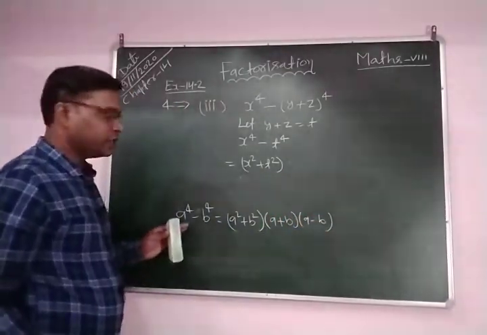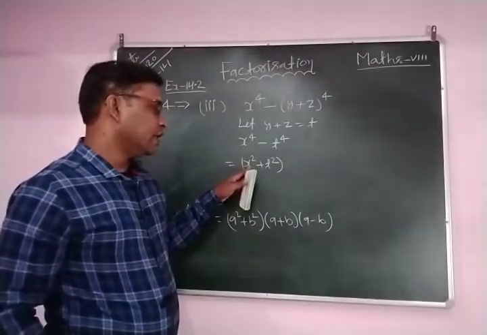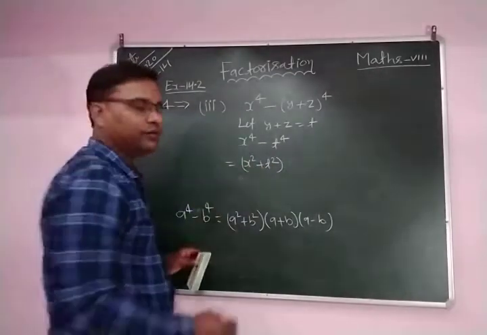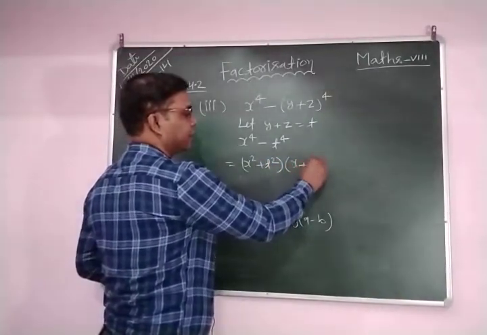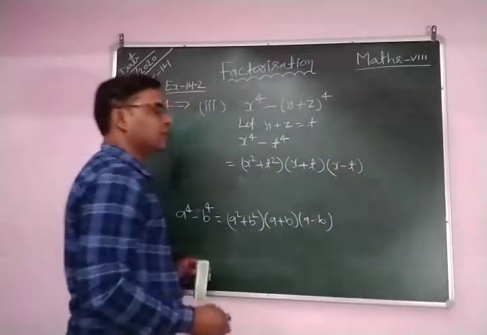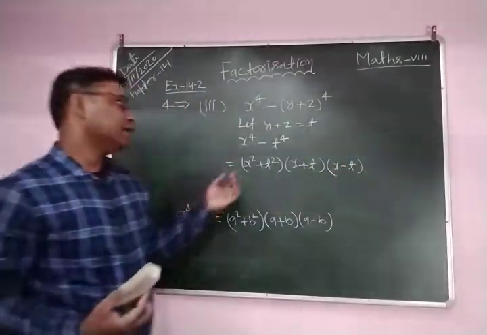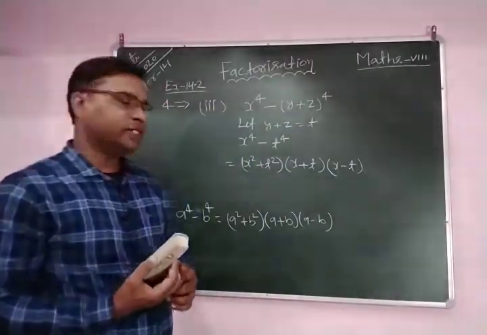If you use this, you can also write: x is a, t is b. So you write x square plus t square into x plus t into x minus t. Clear? Now, but what is the x? What is the t? We let t is y plus z.